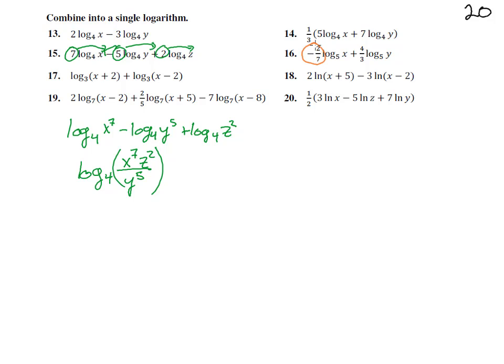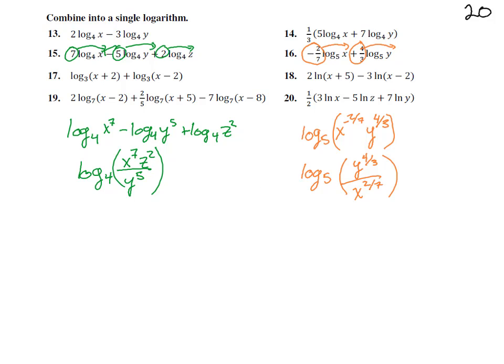Number 16. Ooh, we have a -2/7 that goes up on the x and a +4/3 that goes up on the y. So we have log base 5 of x to the -2/7 power times y to the 4/3 power. Again, addition of the two individual logs means multiplication when we put it into one single log. So this would then be log base 5 of y to the 4/3 over x to the 2/7. There we go.